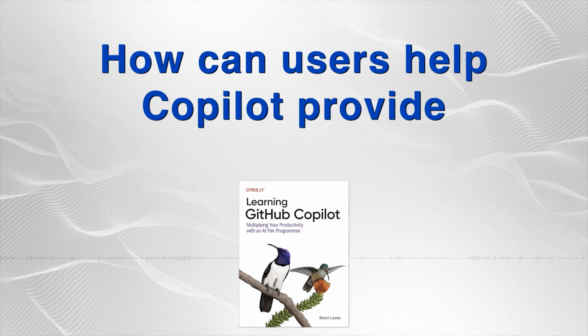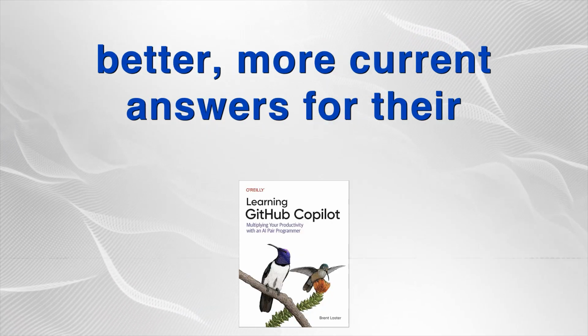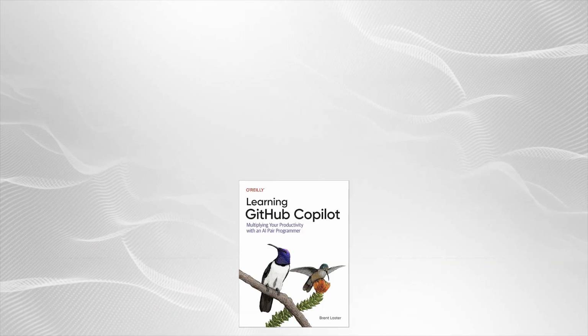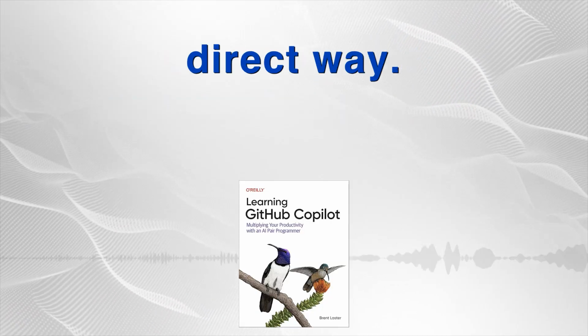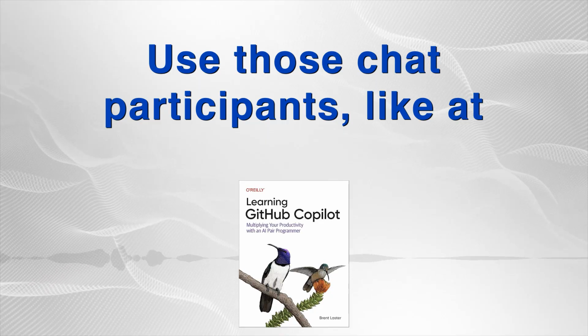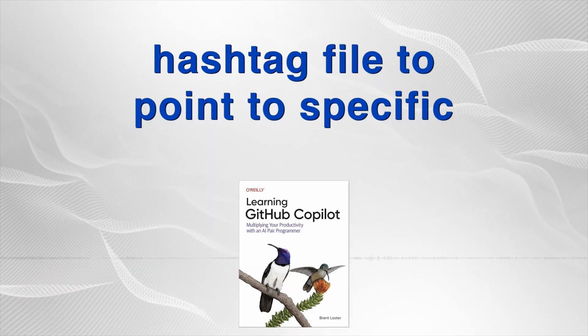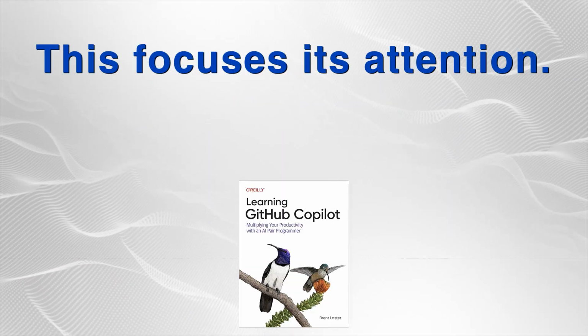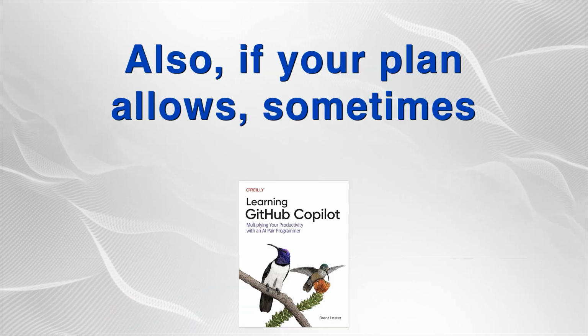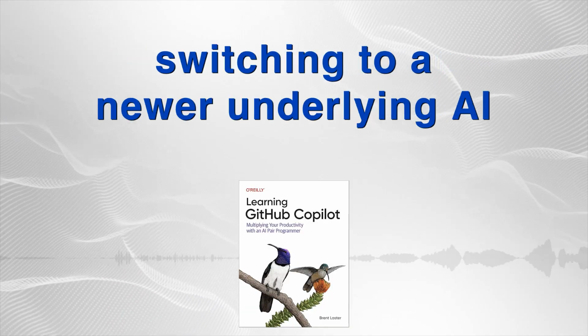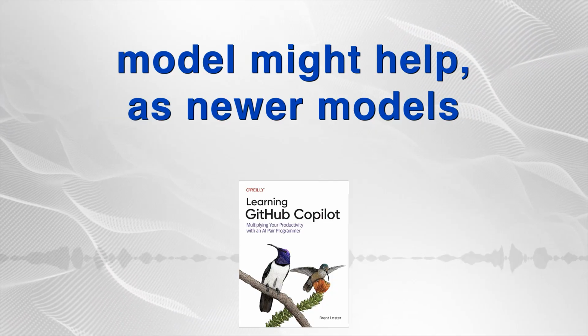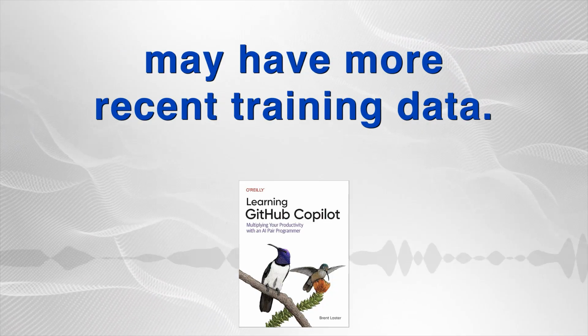How can users help Copilot provide better, more current answers for their specific project? Providing clear context is the most direct way. Use those chat participants, like @workspace. Or use chat variables like #file to point it to specific files. This focuses its attention. Also, if your plan allows, sometimes switching to a newer underlying AI model might help, as newer models may have more recent training data.